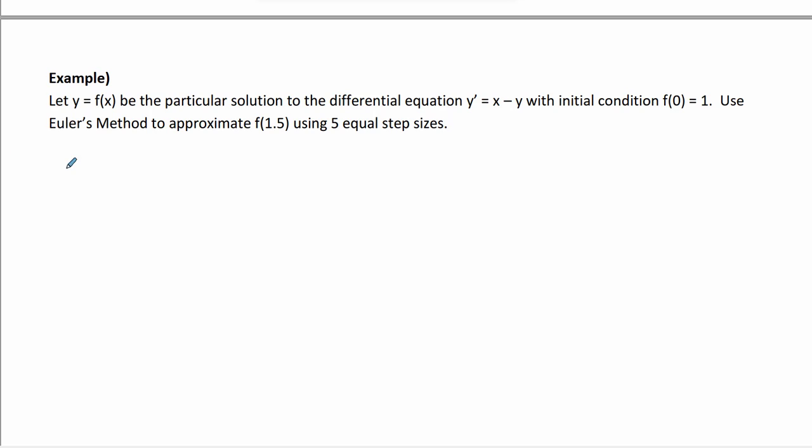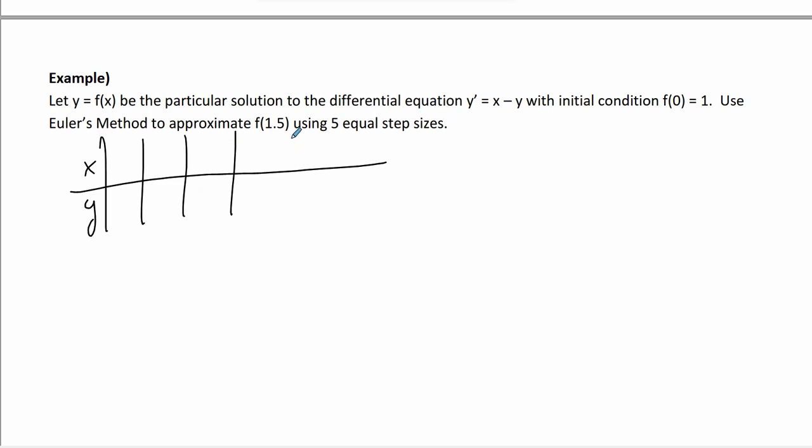Okay, so I'm going to make a table. This might be the best way to do this. Whatever you guys want to do, but for me, a table is probably going to be better. Okay, we know that if x is 0, y is 1. All right, that works out pretty well. And I want 5 equal step sizes. So this is the first step size, second, third, fourth, and fifth. So this has to be 1.5 right here.